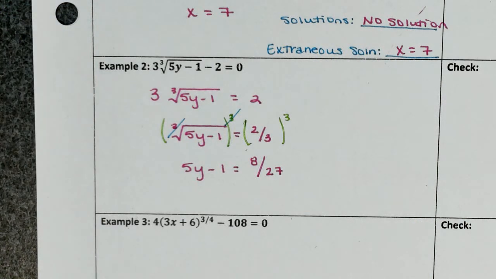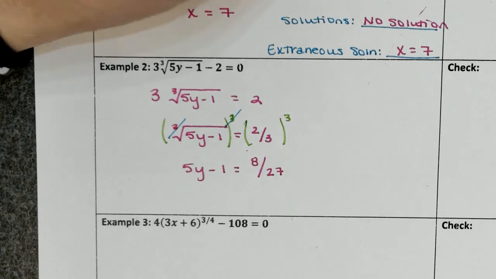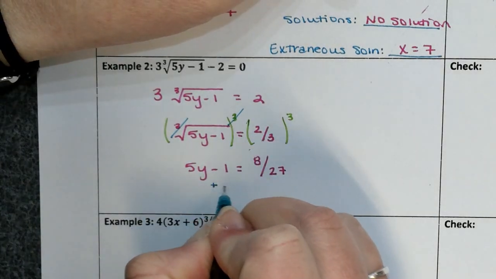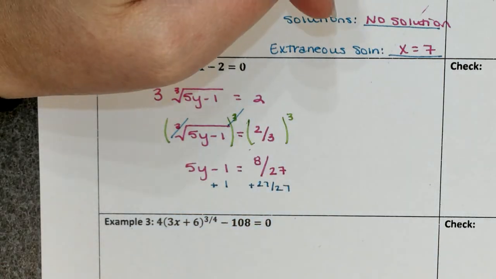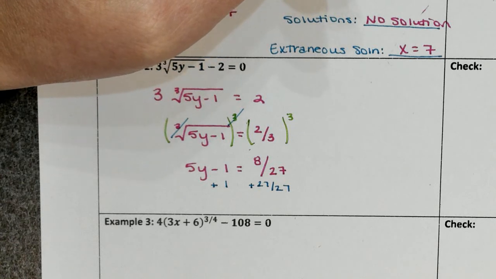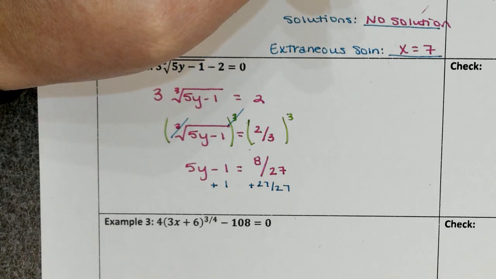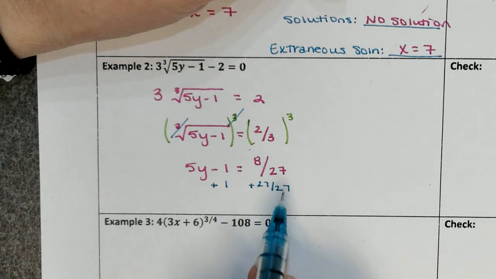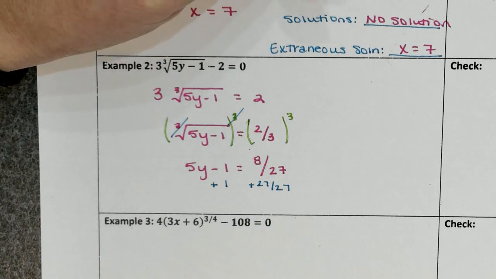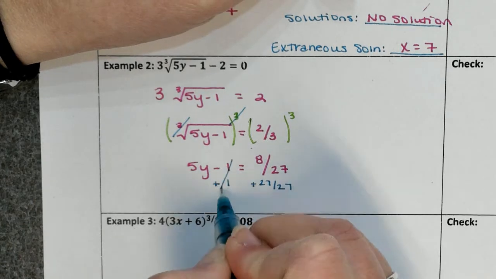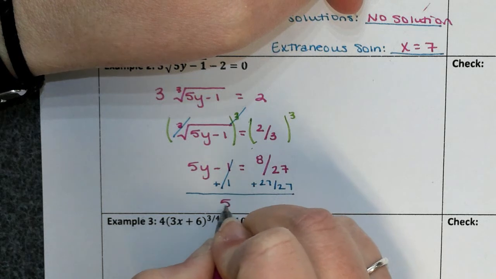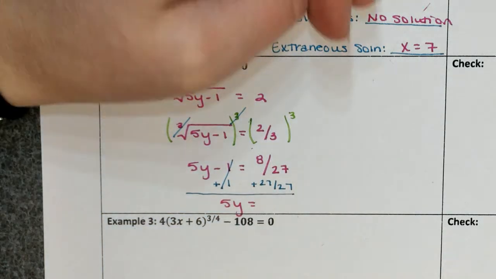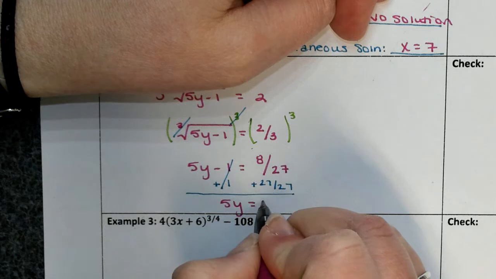Okay, now we have to solve for y, though. What am I going to do? Add 1 to both sides. The version of 1 that I would choose to add is probably 27 over 27. Why did I choose to do that? Because I need a common denominator when I'm adding fractions together. So I have 5y on the left is equal to 8 over 27 plus 27 over 27. It's 35 over 27.